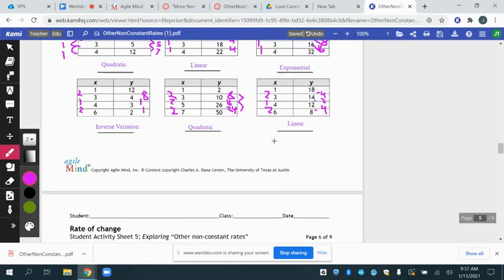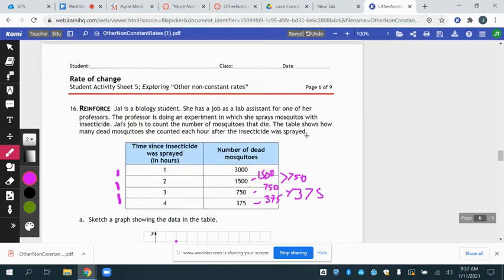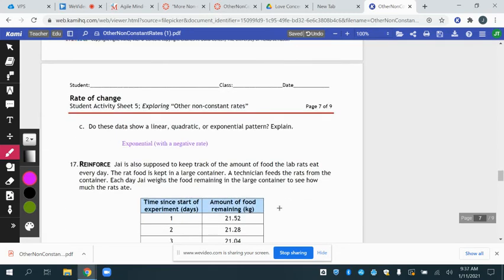So what was that? If I remember correctly, that's the same thing as exponential. It's just that this exponential is getting smaller. It's a decreasing exponential. We call that a negative exponential, or exponential with a negative rate.